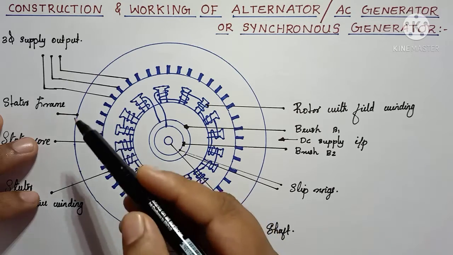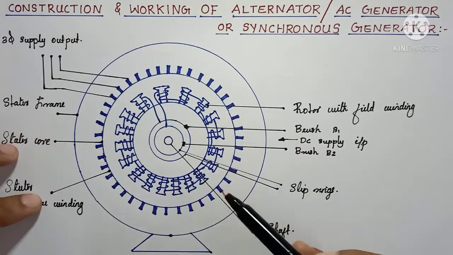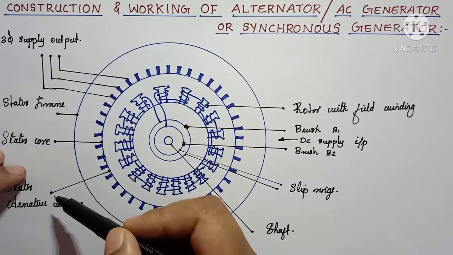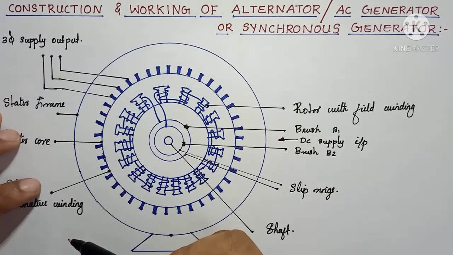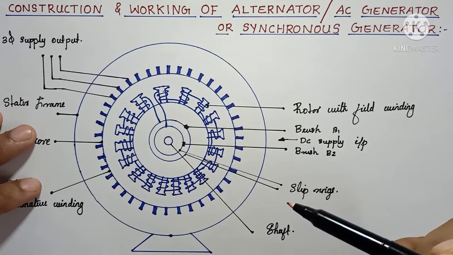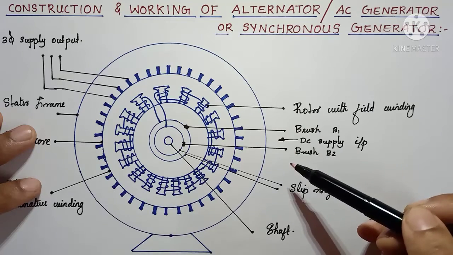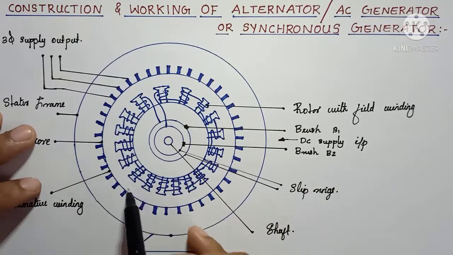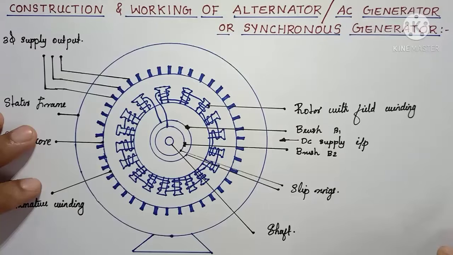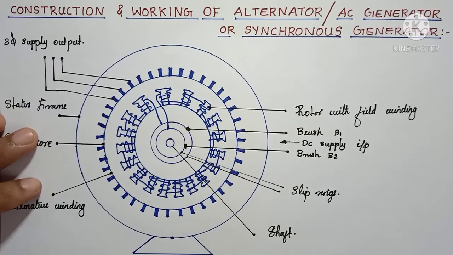So these are the major construction features of alternators. There must be a stator part and a rotor part. The stator part includes the stator frame, stator core, and stator armature windings. The rotor section includes the shaft, brushes with slip rings, and rotors with field windings. Okay. Now let us see the working principle. That is nothing but Faraday's law of electromagnetic induction.